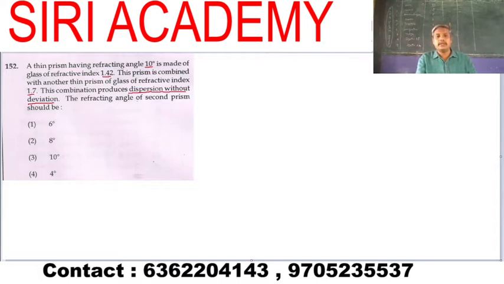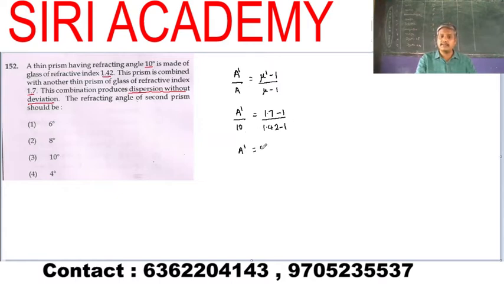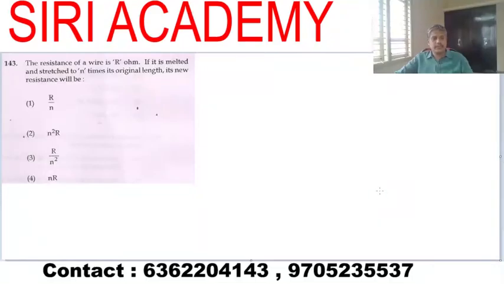So the condition for dispersion without deviation is A dash by A is equal to mu dash minus 1 by mu minus 1. We have to find A dash, substituting the value of A as 10 degrees and mu dash as 1.7 minus 1 by 1.42 minus 1. The A dash value is 5.83, approximately I can take it as 6 degrees. So the answer would be 6 degrees.